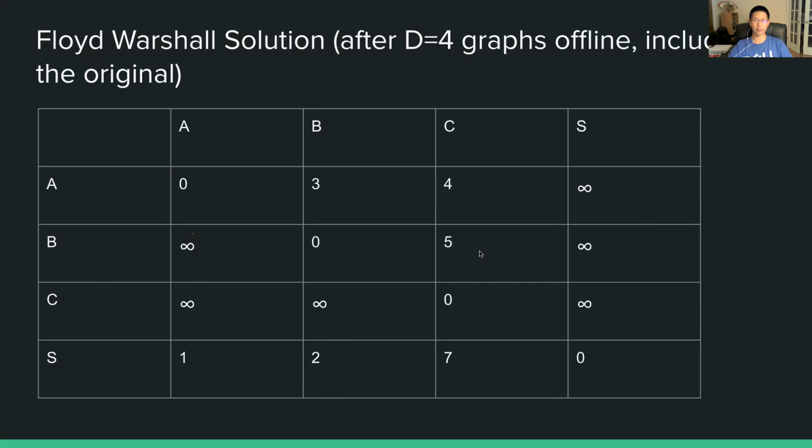Eventually, you get from B to C, which is a value 5. And then the shortest path from S to C after you apply all Floyd-Warshall is 7. So the shortest path in general is from S to A to C, which is just a path value of 1, plus 2, which is 3. So that's all you need.